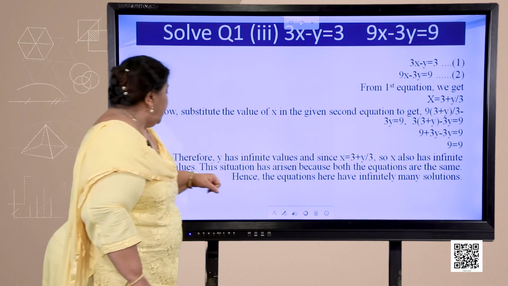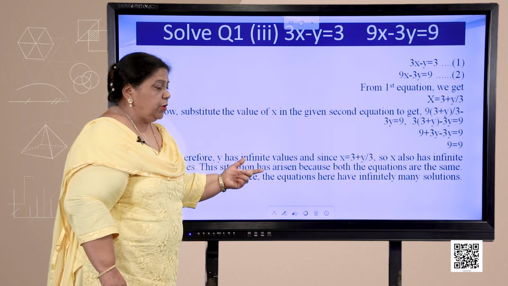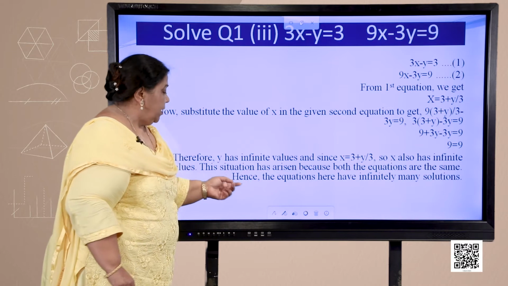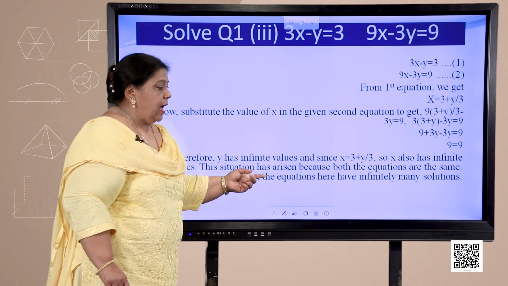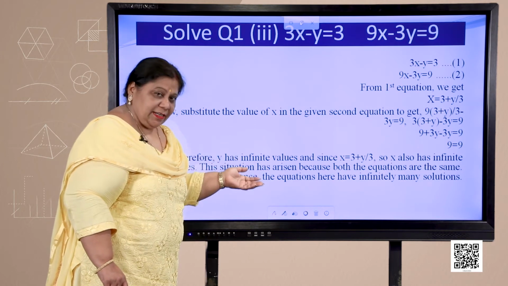That is, 9 is equal to 9. Therefore, y has infinite values, and since x is equal to (3 plus y) upon 3, x also has infinite values. This situation has arisen because both the equations are the same. Hence, the equations here have infinitely many solutions. Let us see the next part.